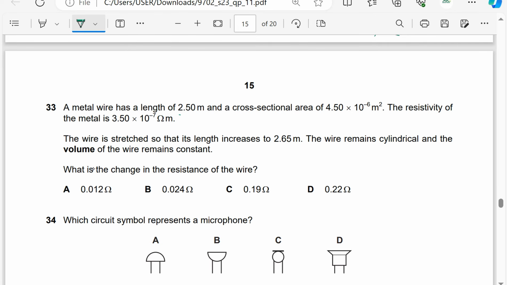A metal wire has length 2.5 meters, cross-sectional area 4.5 times 10 power minus 6 meters squared. The resistivity of the metal wire is 3.5 times 10 power minus 7 ohm meters. The wire is stretched so that its length increases to 2.65 meters. The wire remains cylindrical and the volume of the wire remains constant. V is remaining constant. Okay.